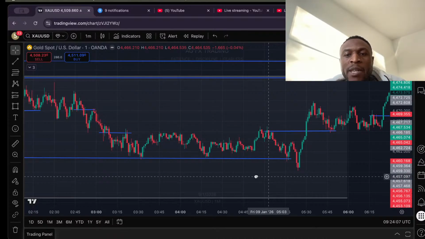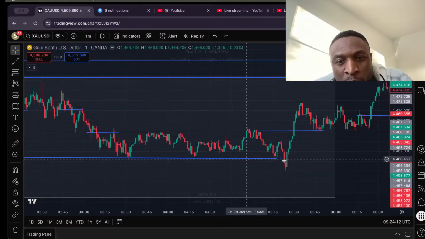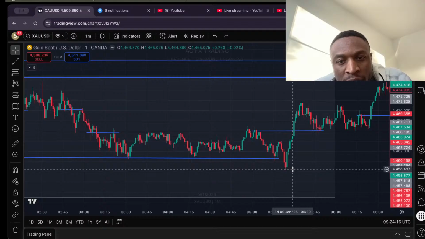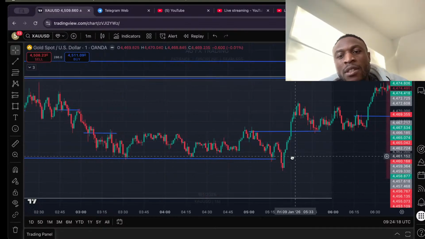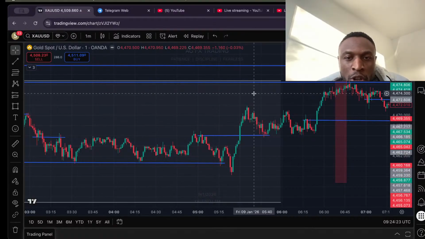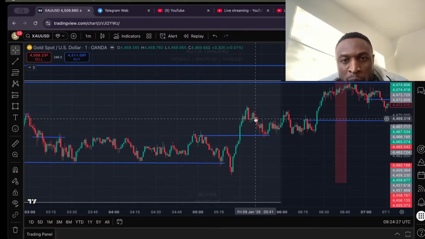Now what will you be expecting for an inducement? Inducement is when it breaks that very key zone. So it breaks the key zone, and this is an inducement. So I noticed this inducement. I saw a break to the upside, which is what I usually expect. When I see an inducement, I'll wait for a break to the upside.